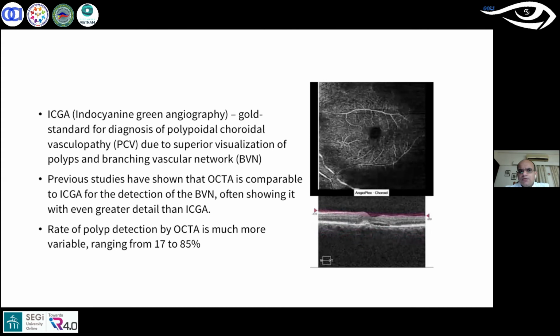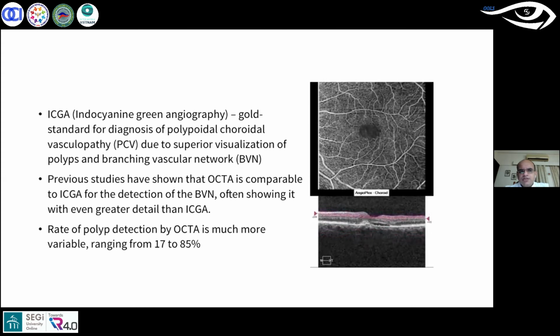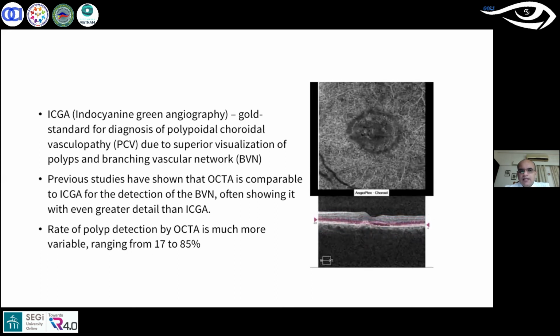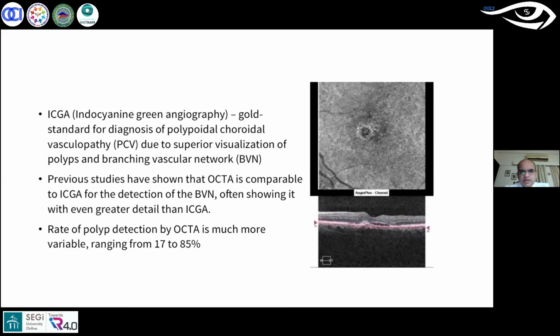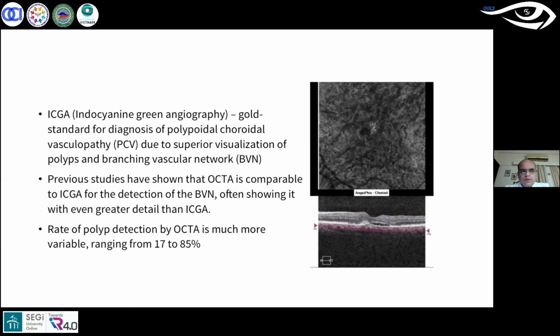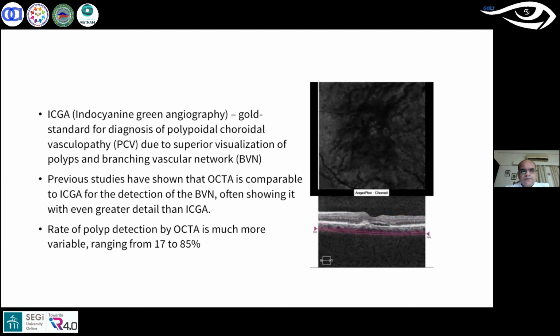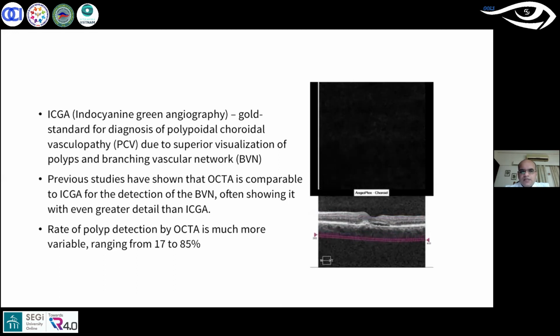Studies have shown that OCTA is comparable to ICGA for the detection of the branching vascular network, and it even shows it with greater detail than an ICG angiography, without the inherent problems associated with dye injections and the costs. The rate of polyp detection, however, is very variable. It ranges from 17 to 85%.